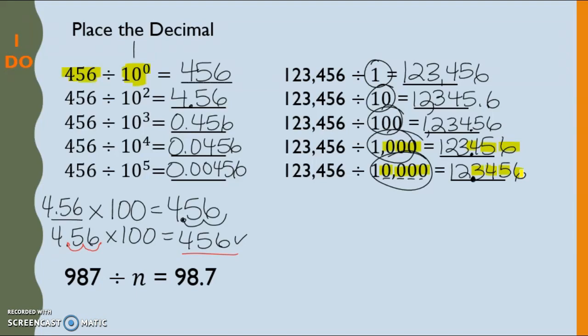But yes, you can see that the decimal places match the number of zeros in the number that we're dividing by. Let's look at this algebraically, which means we're going to use algebra.